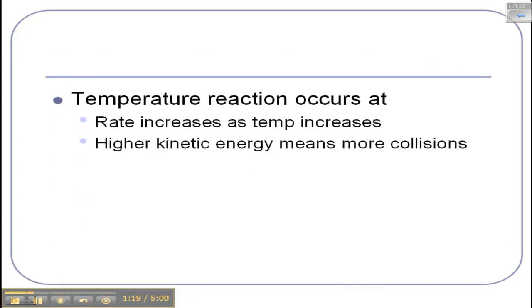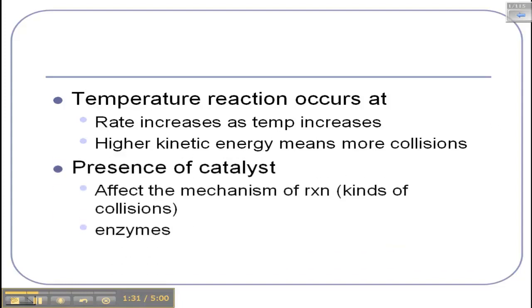Another factor is the temperature. When you increase the temperature, you increase the kinetic energy, and that's going to mean more collisions. So the reaction is going to happen faster. And we can also add catalysts in there, and we'll talk a little bit more about catalysts later in the chapter. But that's going to affect the mechanism or the kind of collisions that happen. And an example of a catalyst are enzymes that happen in your body.